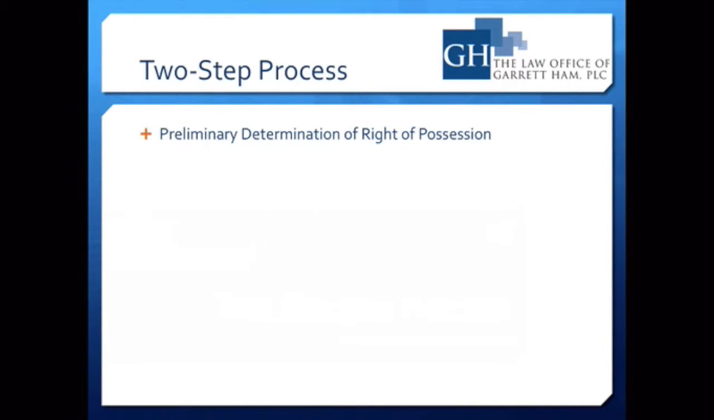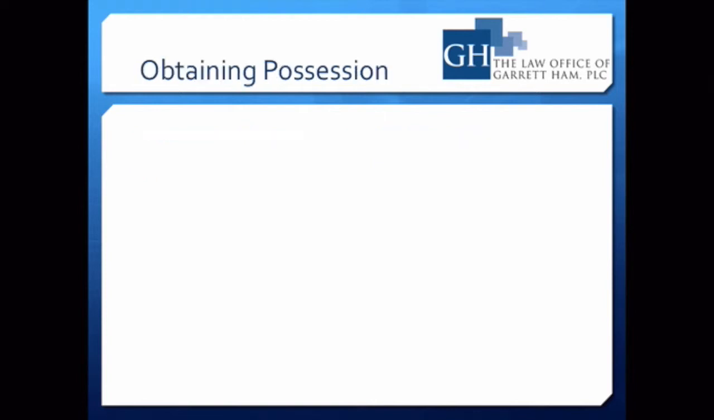The first step is a preliminary determination of the right of possession. This is the phase of the wrongful detainer action that most people think of when they think about evictions. This phase is about removing the tenant from the property, assuming the landlord has a right to do so. The second phase is about determining damages, that is, how much money, if any, is owed. Back rent is the most commonly understood aspect of these types of damages, and may be awarded by the court at this phase of the action.